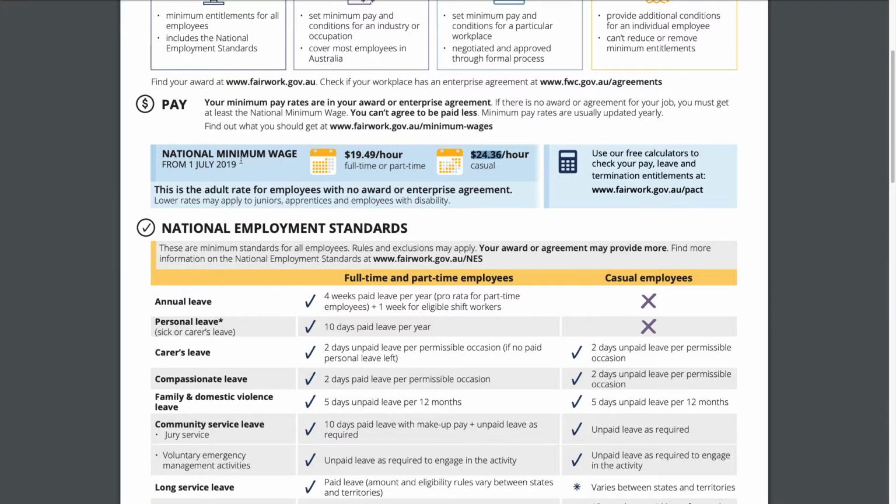$24.36 per hour. If you're a junior, so we're talking someone 15, 16, 17, 18, 19, 20, you're a junior. If you're an apprentice, or if you're an employee with a disability, there are 3 different categories there, you may be paid less, okay, a percentage. For example, someone who is 20 years old might get paid about 90% of this rate. Someone who's 15 years old might get paid only 65% of that rate. Okay? So that's why as a 16-year-old, you might be paid around about $10 per hour, not $20 per hour, like you can see here. Okay, so that's the first thing, pay.